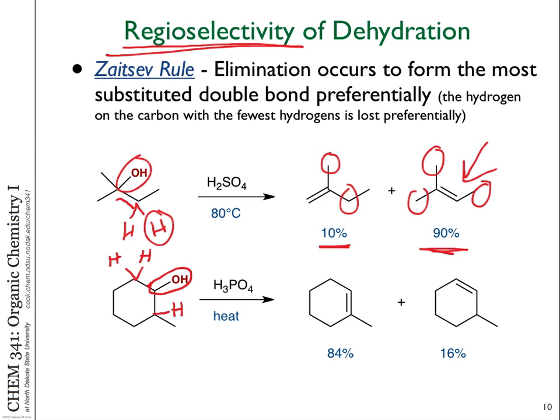Okay? So if you take off the hydrogen here, you'll get this product. And if you take off the hydrogen that's here, you'll form the double bond there, and you'll get the product on the right. You see that?